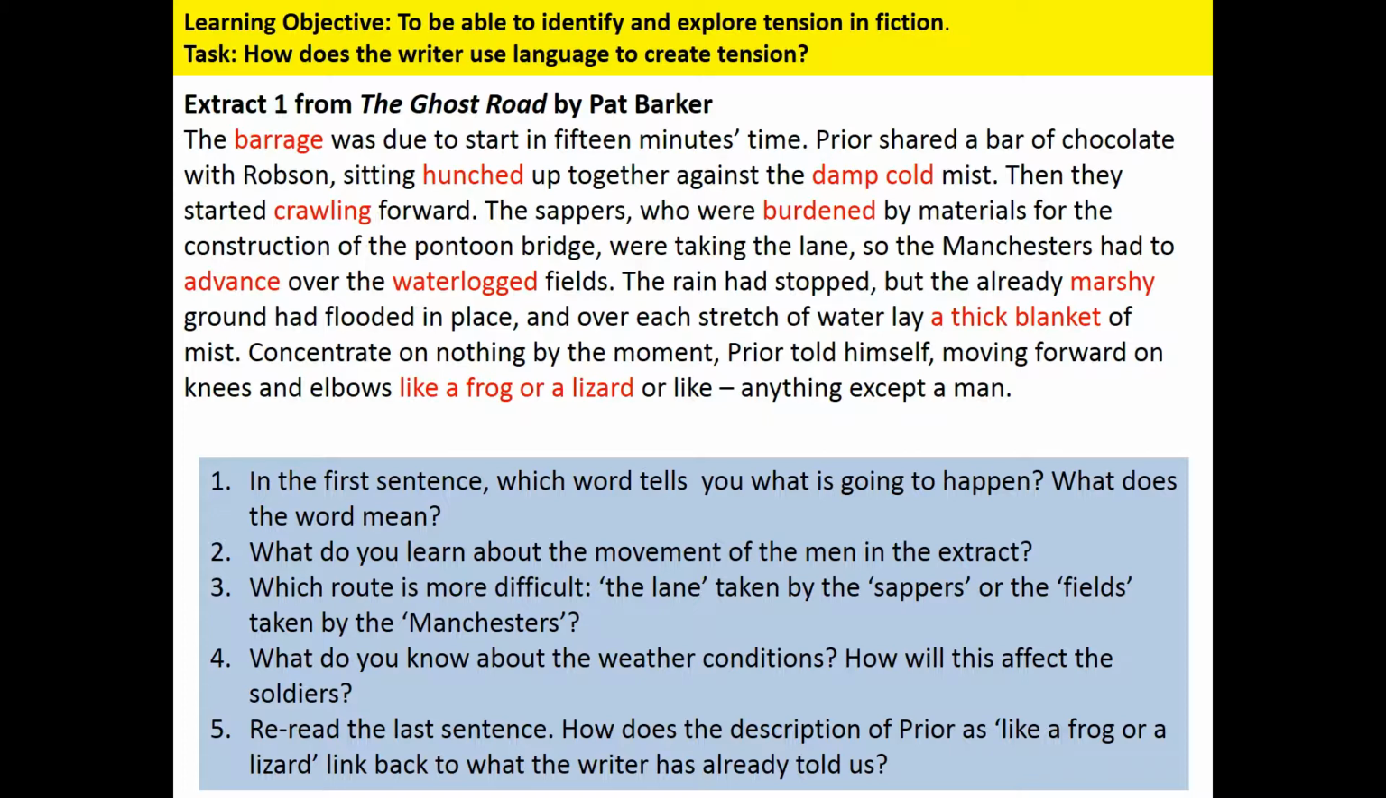Which route is more difficult, the lane taken by the sappers or the fields taken by the Manchesters? The lane doesn't have any water, right? But we hear that the Manchesters had to advance over the waterlogged fields. The rain had stopped, but the already marshy ground. So already we know that it's waterlogged, it's muddy. So we already know it's going to be more difficult because it's going to be harder for them to get through that route.